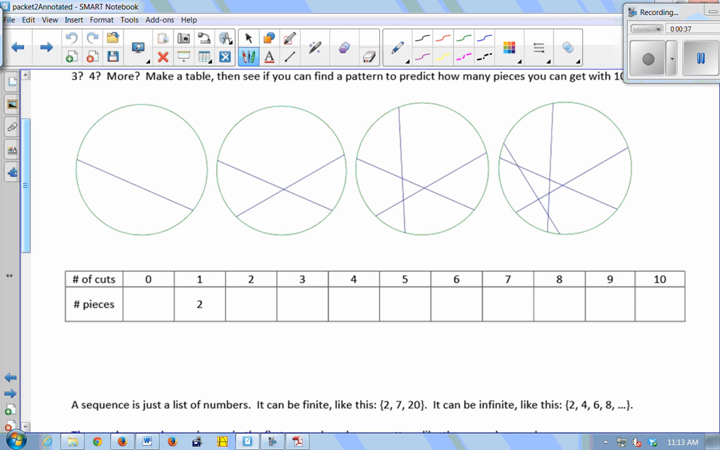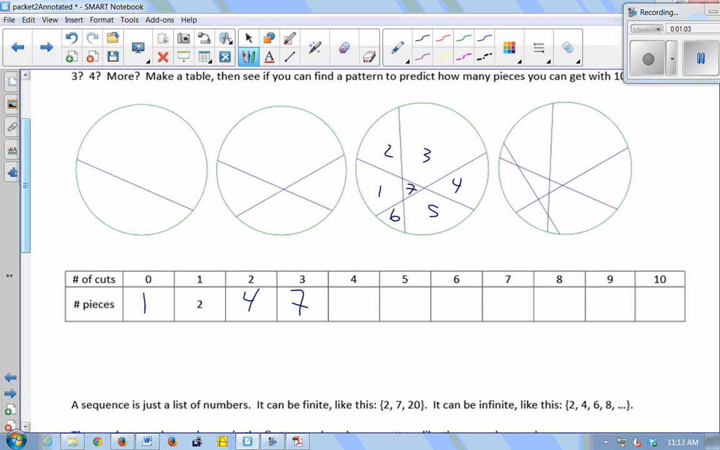So with 0 cuts, you get one piece, right? One cut, you can get two pieces. With 2 cuts, like this picture, you could get 4 pieces. With 3 straight cuts, like I have drawn there, how many pieces? I got 7 pieces. 1, 2, 3, 4, 5, 6, 7. So by being strategic, I can get 7 pieces.